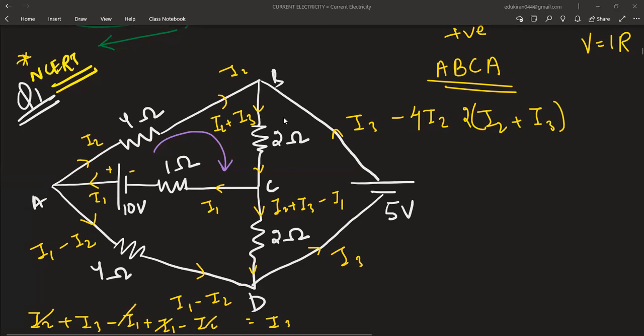What about the signs? Positive or negative? See, I am moving along the direction of current. Current is going down, right? Negative. We are also moving. Yes, negative. Good. We will put it as negative.